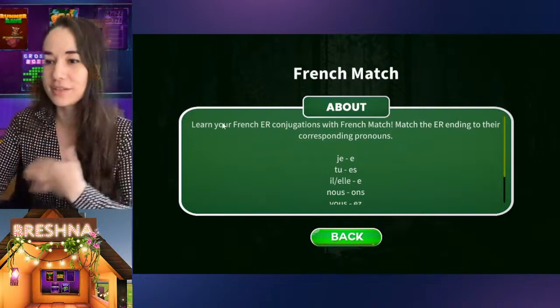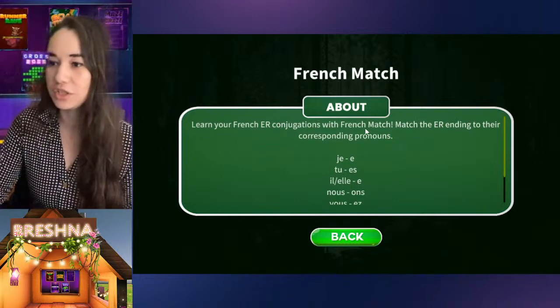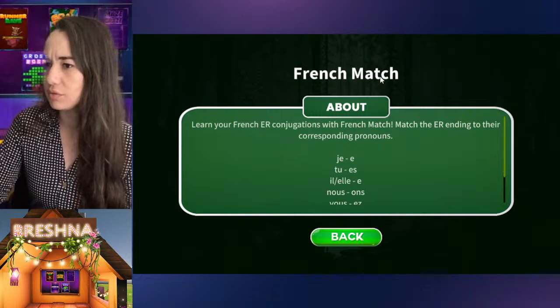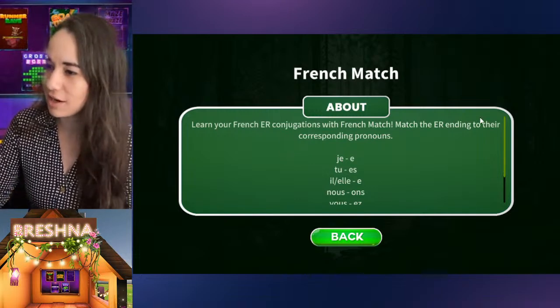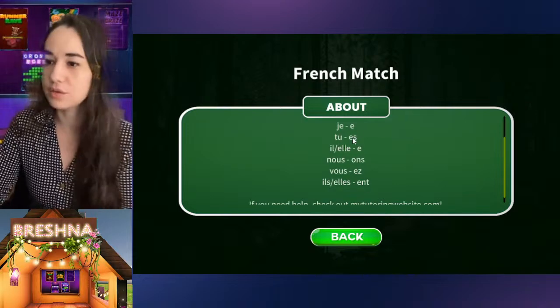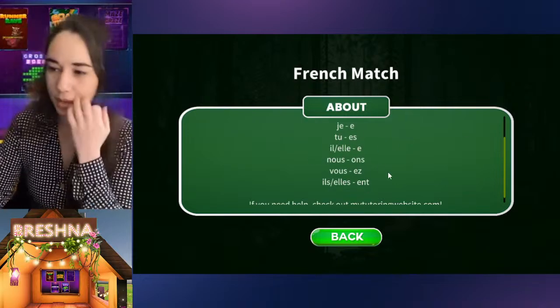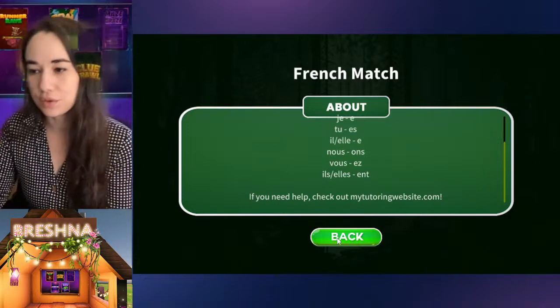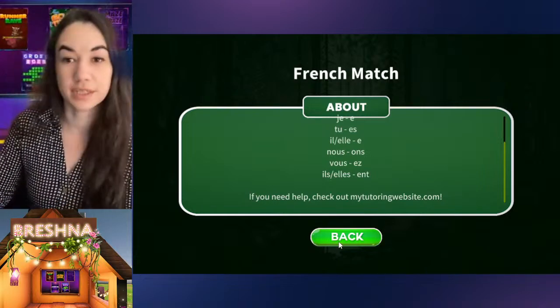Oh my gosh. So, learn your French ER conjugations with French match. Match the ER ending to their corresponding pronouns. So je with the E, tu, il, elle, and so on, all the way down. And then if you need help, check out my tutoringwebsite.com, right?